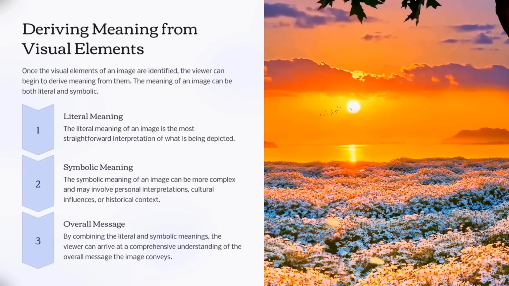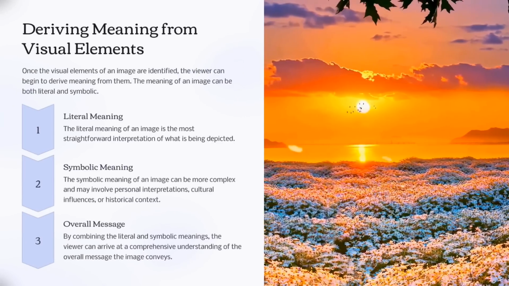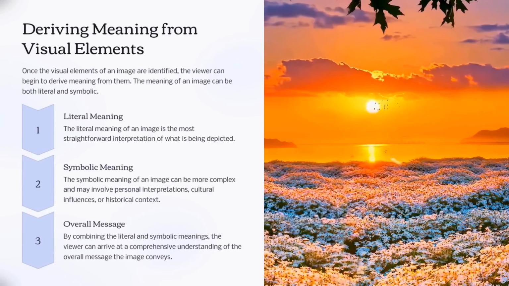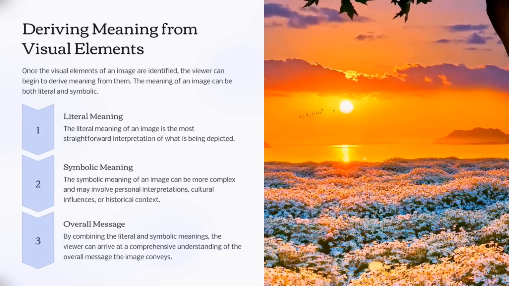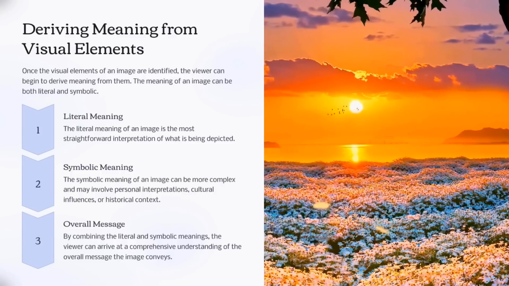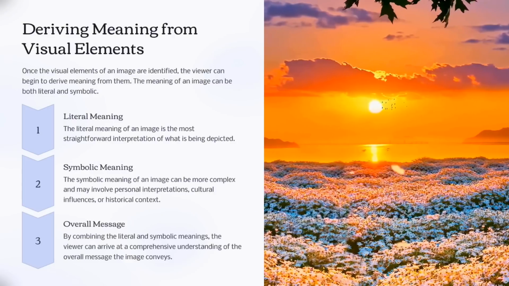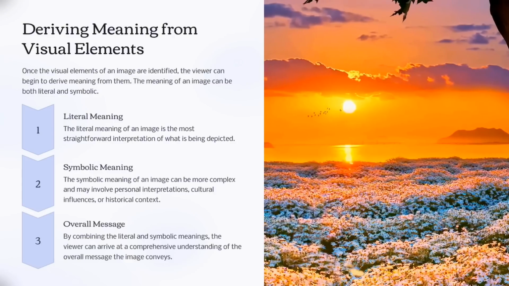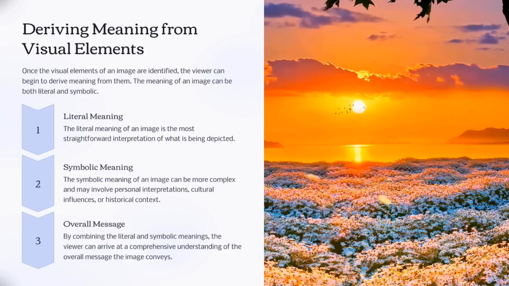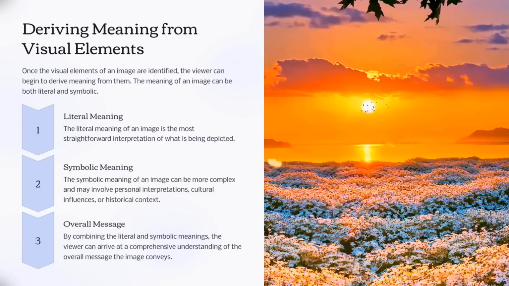Okay, so let's have our day 2 for this week. So are you ready? So this time, let's derive meaning from visual text. So what are we going to do and how do we derive meaning from visual text? Once the visual elements of an image are identified, the viewer can begin to derive meaning from them. The meaning of an image can be both literal and symbolic.